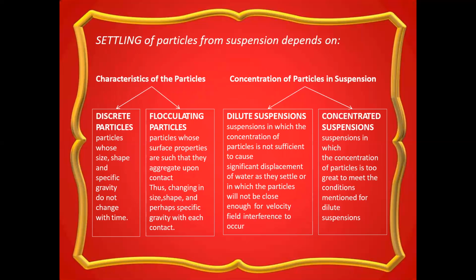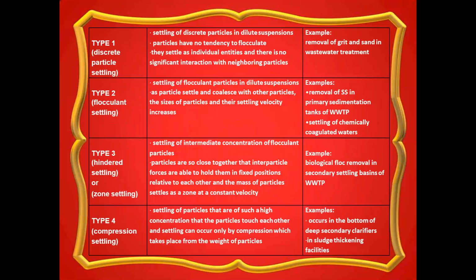Then concentration of particles in suspension. Dilute suspensions are suspensions in which the concentration of particles is not sufficient to cause significant displacement of water as they settle, or in which the particles will not be close enough for velocity field interference to occur. Then concentrated suspensions are those in which the concentration of particles is too great to meet the conditions mentioned for dilute suspensions.